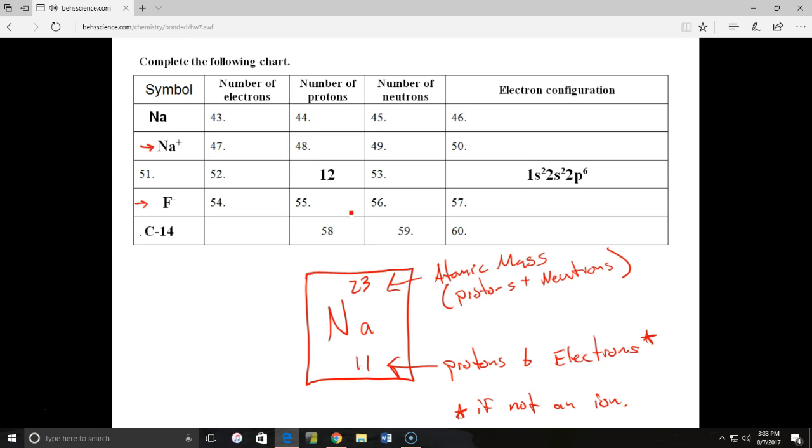All right, so let's go ahead and look at number 43. This is not an ion because it has no charge, it's neutral. So the number of electrons has to match the number of protons. That's the atomic number. So I look down here in my square, it's 11. The number of protons has to match also, that's 11. Number of neutrons, remember neutrons here. The atomic mass is 23. I have 11 protons, so I just need to take 23 and subtract 11, and I get 12.